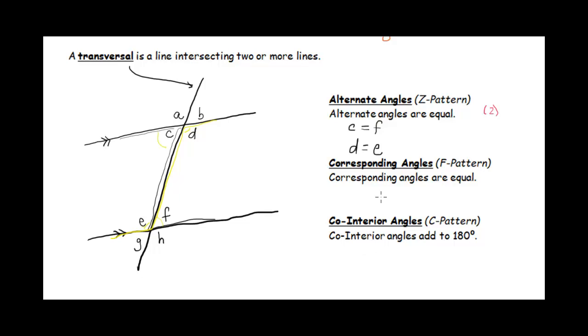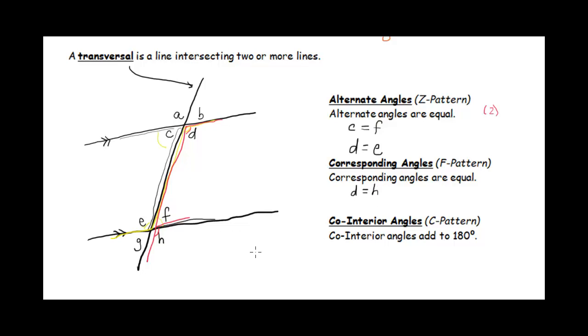The next one we're going to look at is the corresponding angles, and they create an F pattern. If I wanted to create an F, the one that I can see most clearly is going to be here. If I drew one line here and one line here, the corresponding angles are the ones that are under the forks of the F. So there's one here, and there's one here. According to my F pattern, angle D is equal to angle H.